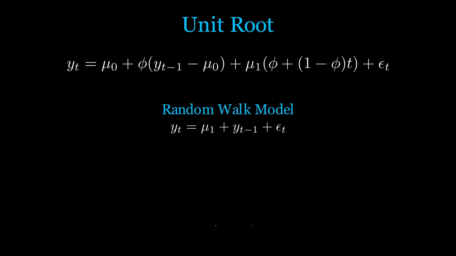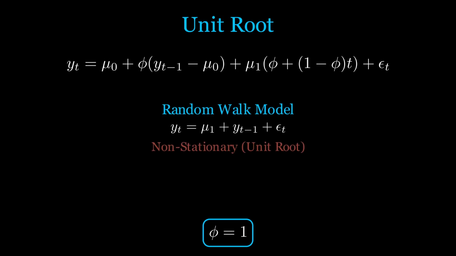The first case is when phi equals 1. In this case, the model simplifies to the random walk model. Each value is the previous value plus a random error and a drift term. A random walk contains a unit root and is non-stationary.